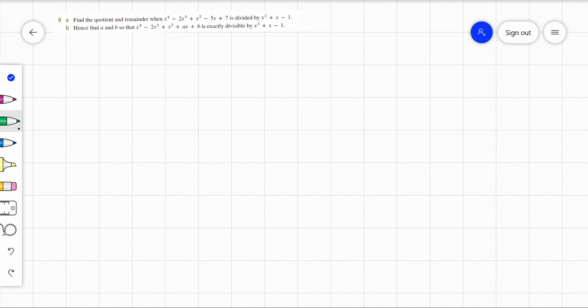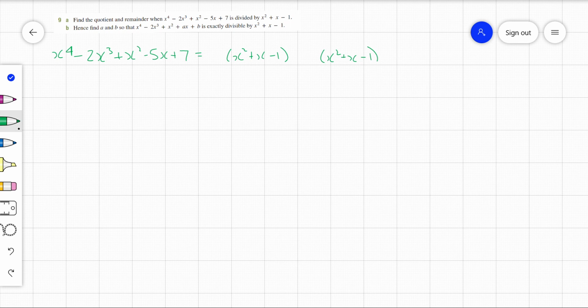All right, so we want to divide, so I'm just going to write this one down. We've got x to the power of 4 minus 2x cubed, plus x squared minus 5x plus 7, and we're dividing by x squared plus x minus 1. So I'll just set a few up. I can add some more if I need to.